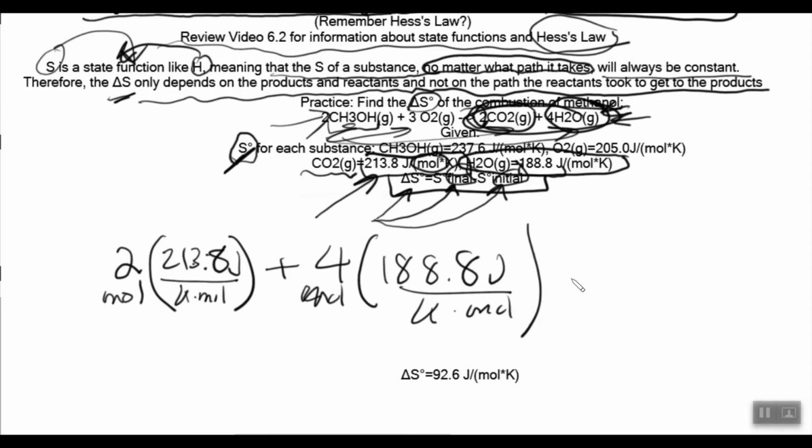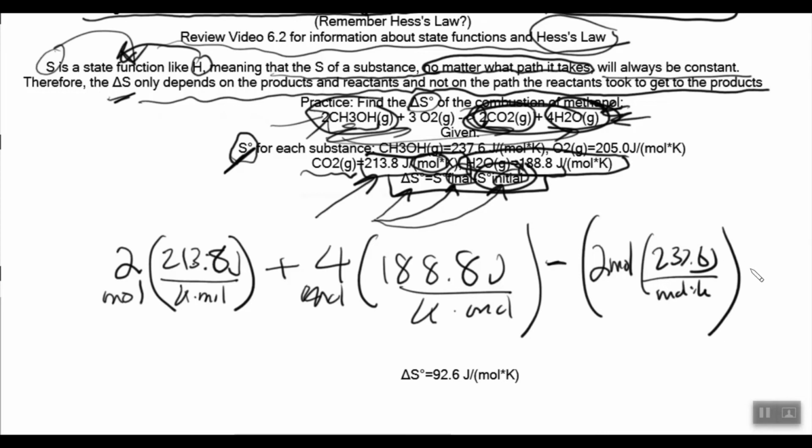And now we have to actually subtract. And what would we be subtracting? Well, the total amount of entropy of the reactants. So let's put a big parentheses around that. We start off with 2 moles of the methanol, and we know that the molar entropy of methanol is 237.6 joules per mole times K. Now we have to actually add this to the other component of the initial, the initial entropy.